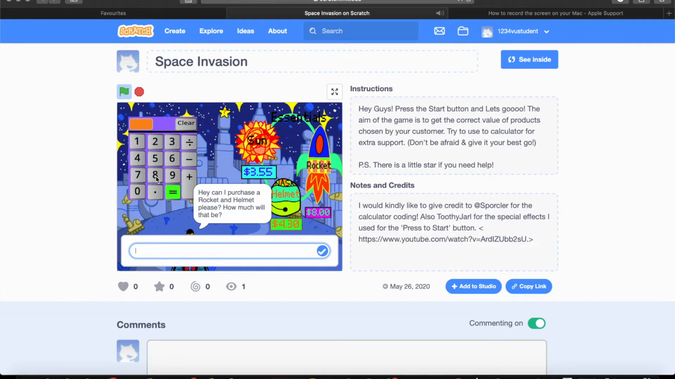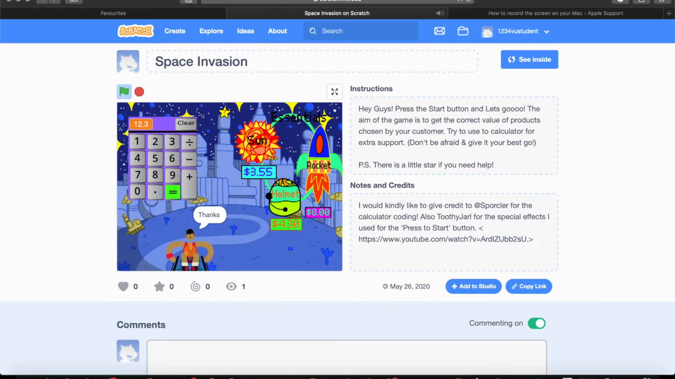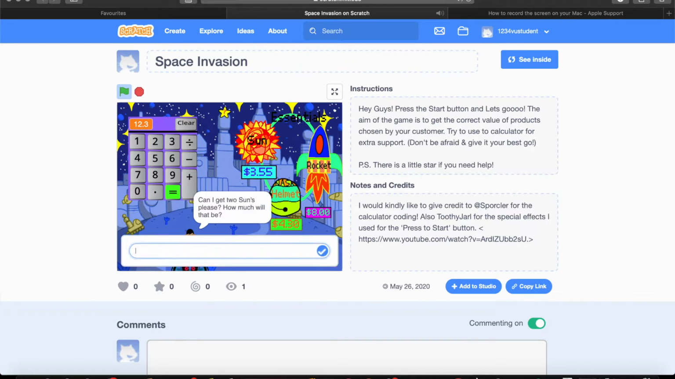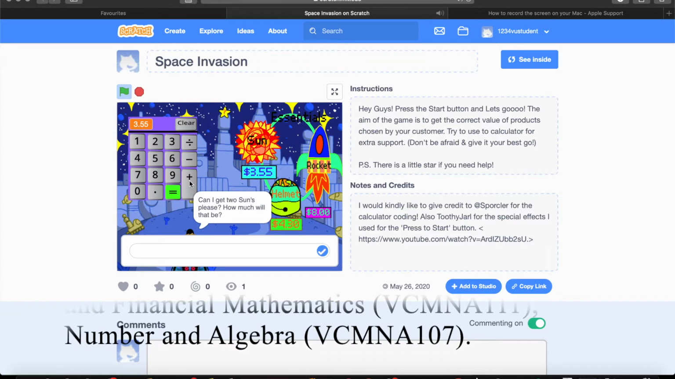For the game, the customer chooses items which the player then needs to give the correct answer to. The students must be able to read and make connections with the labeled items and add up the items on the calculator. The game targets students in grade 2. In reference to the Victorian curriculum, the focus is specifically mathematics, which states the stages of patterns in algebra, money and financial mathematics, number and algebra.